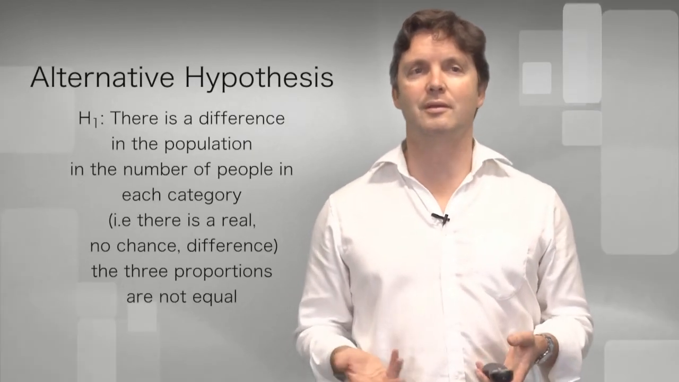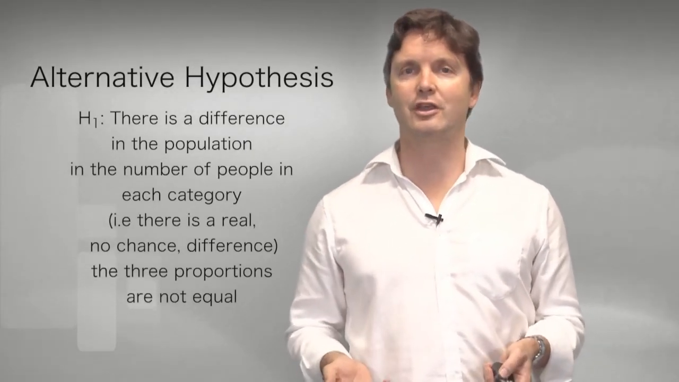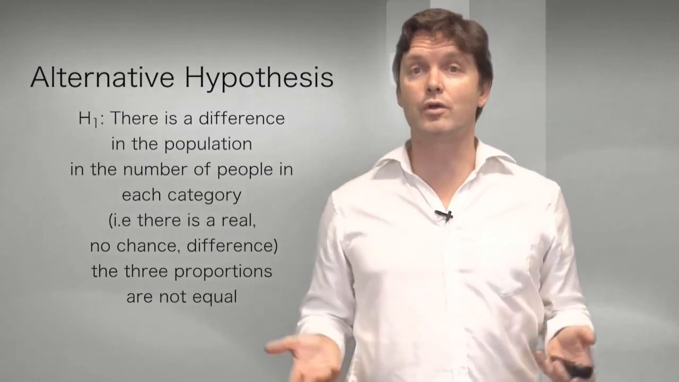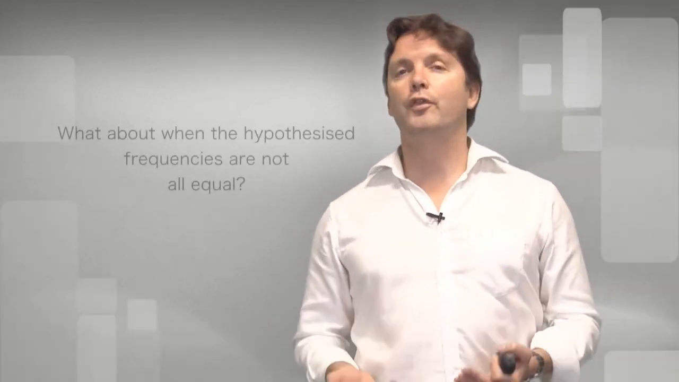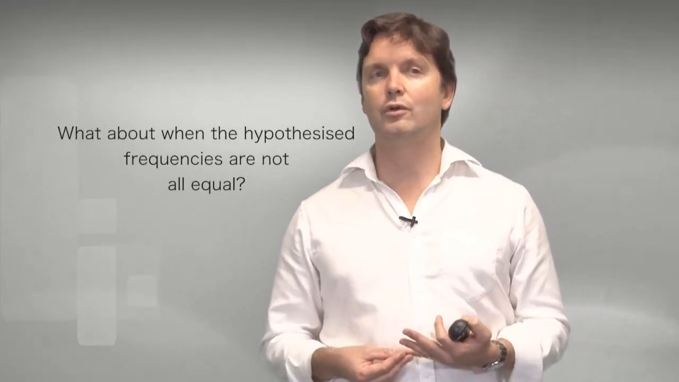Or the alternative hypothesis is that there is a difference in the population in the number of people in each category, i.e. there is a real, no-chance difference. The three proportions are not equal. Now these are examples in which the hypothesized frequencies are equal. In other words, all categories will have a similar number of members. But what about when the hypothesized frequencies are not all equal?